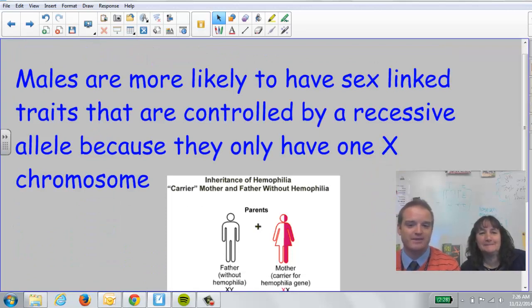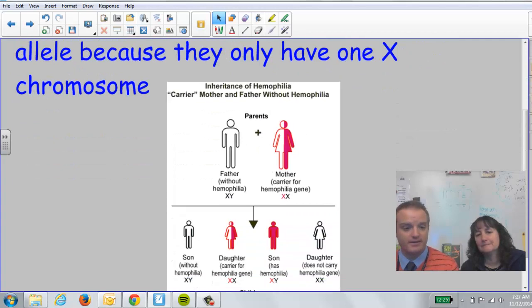So males are more likely to have these gender-linked or sex-linked traits. It's based on your gender. They're controlled by a recessive allele because they only have one X chromosome. So I have that one X chromosome. I'm not guarded against it. If I get one recessive, I can have that trait.